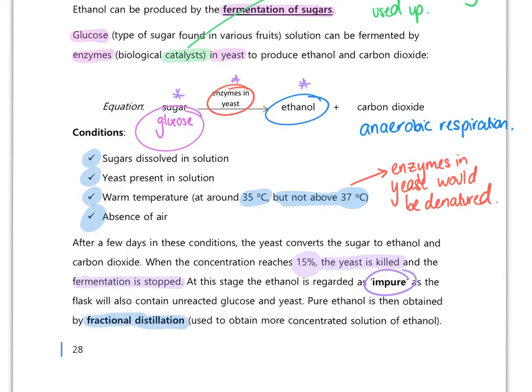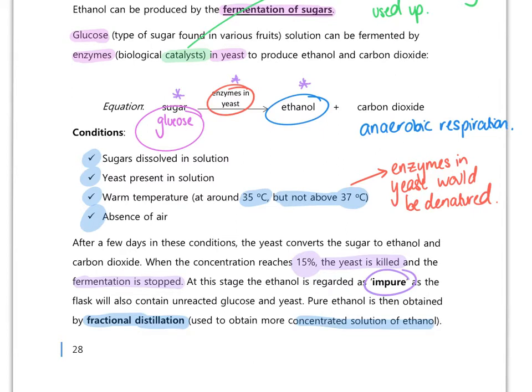So the ethanol is obtained by fractional distillation, and that gets us a more concentrated solution of ethanol, because you're separating the ethanol out from your solution that will contain glucose, yeast and ethanol. So that's all you need to know for alcohols. Essentially know that they're another homologous series.